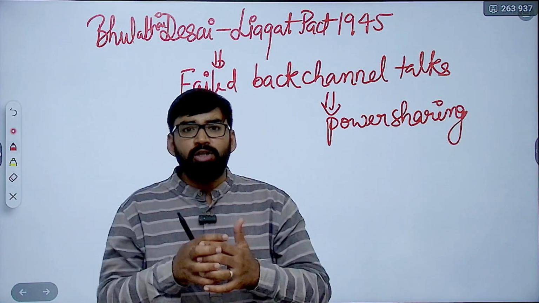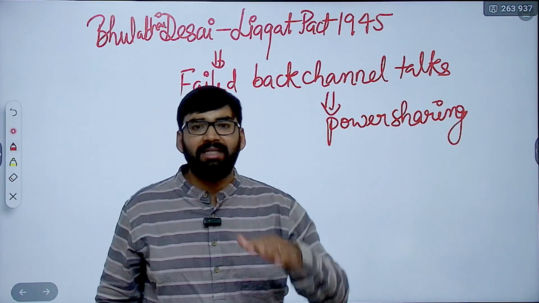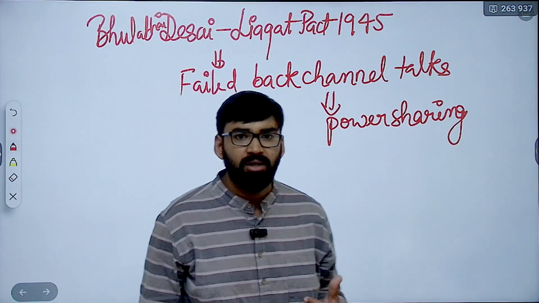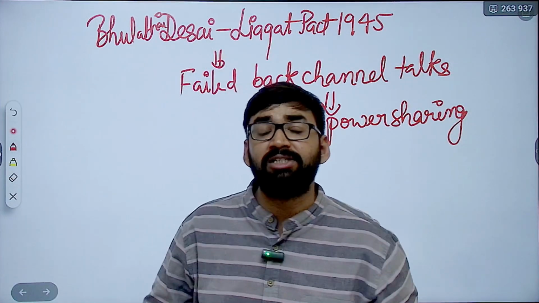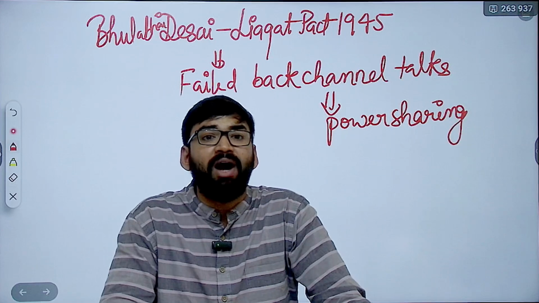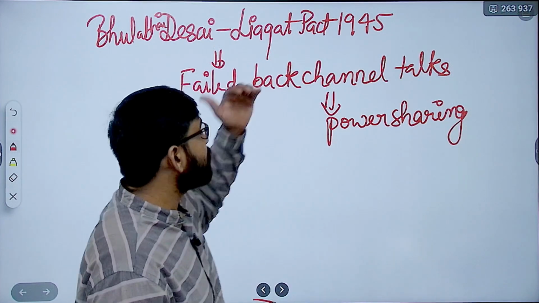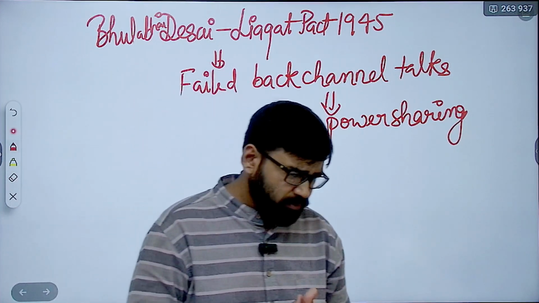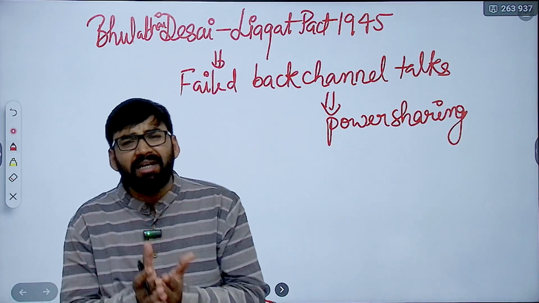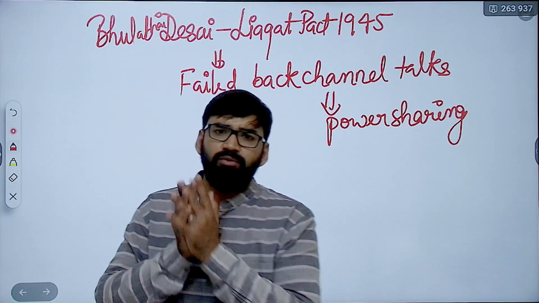Now, what was the goal? The goal was to create a Congress-Muslim League coalition government at the center during the final phase of British rule. Why did this pact come into the picture? We need to understand the background. The background here is late 1944 to early 1945.